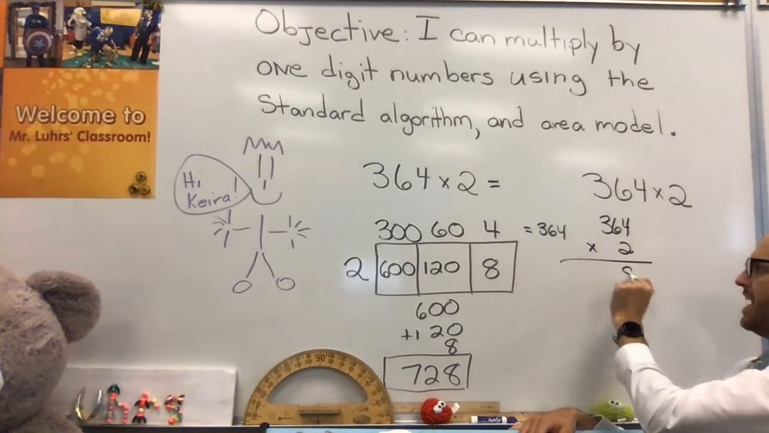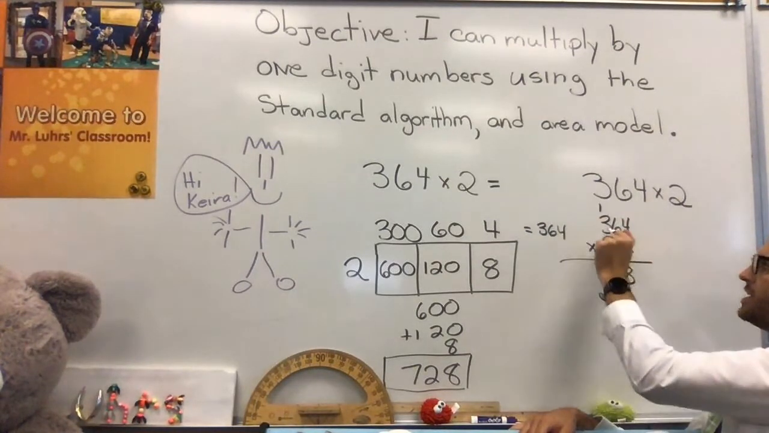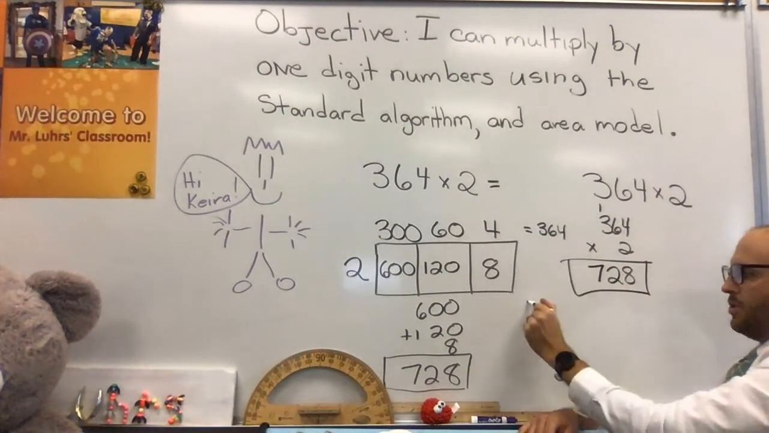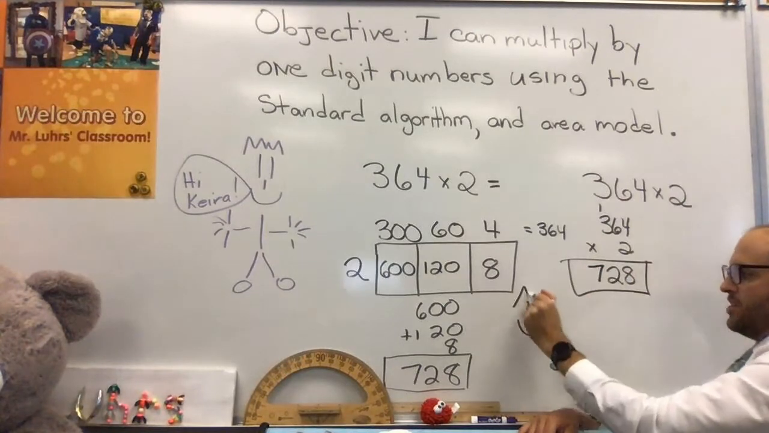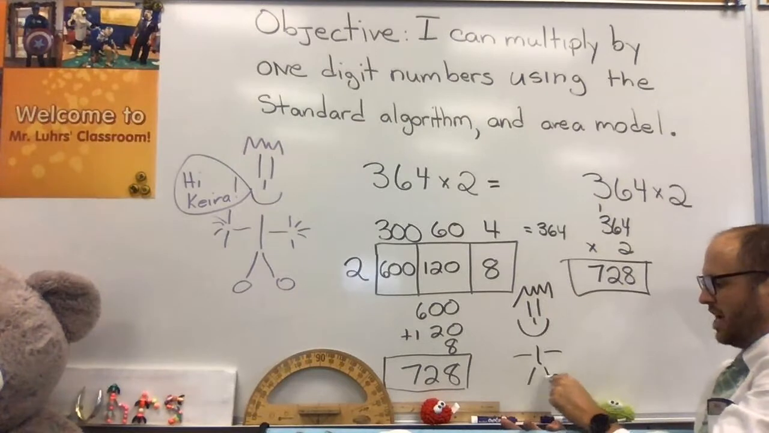When you go to multiply with the standard algorithm, you have 364 times 2. 4 times 2 is 8. 2 times 6 is 12. 3 times 2 is 6, plus 1 is 7. We box our answers, and both of our products match. And we have a happy stick figure person there to show us off.